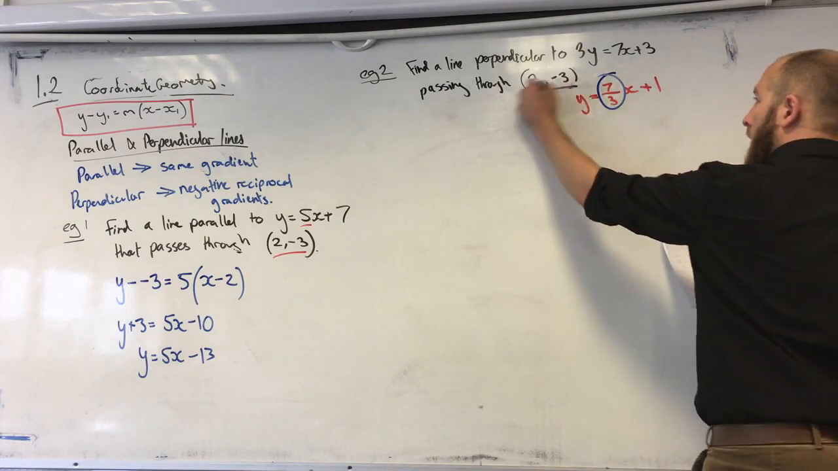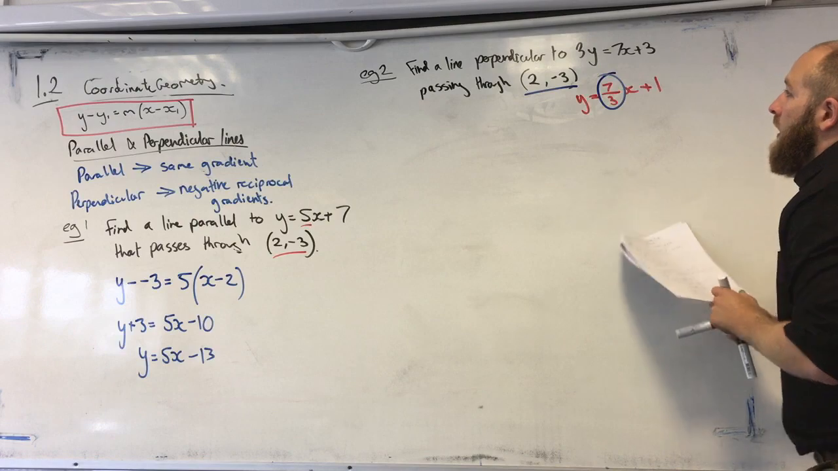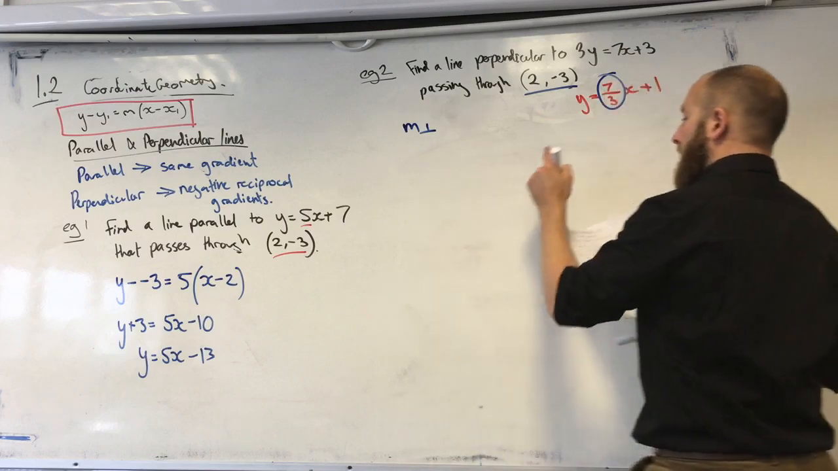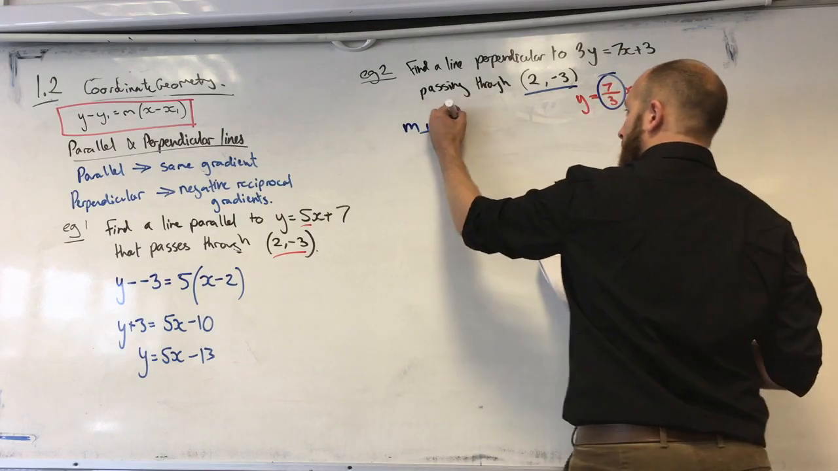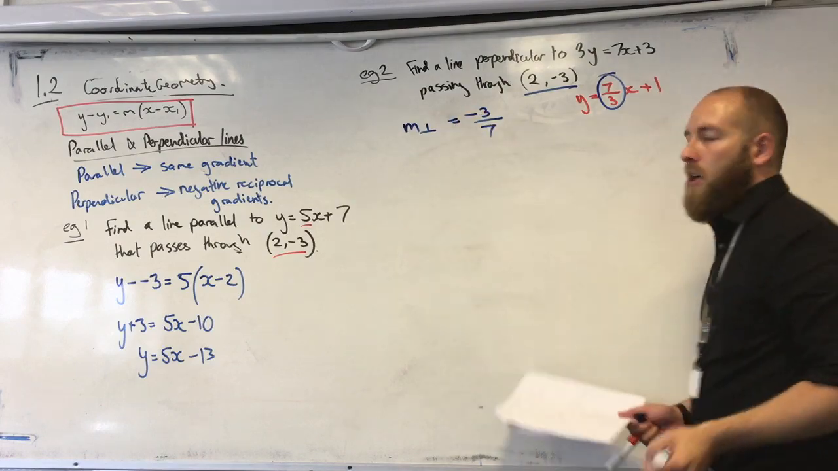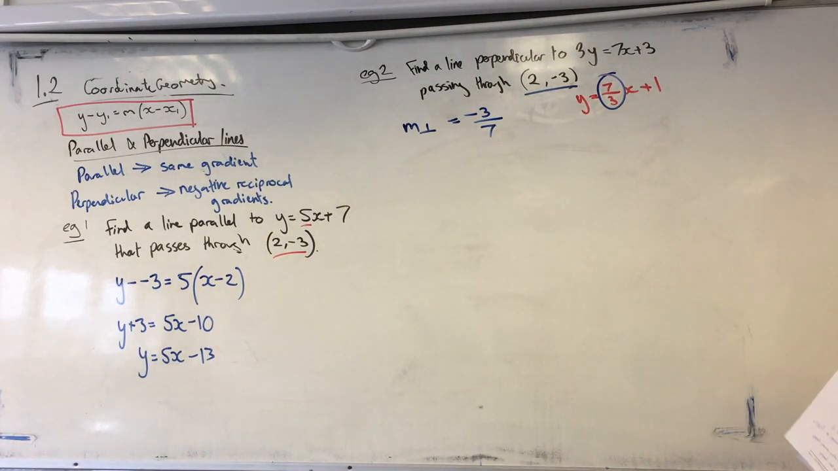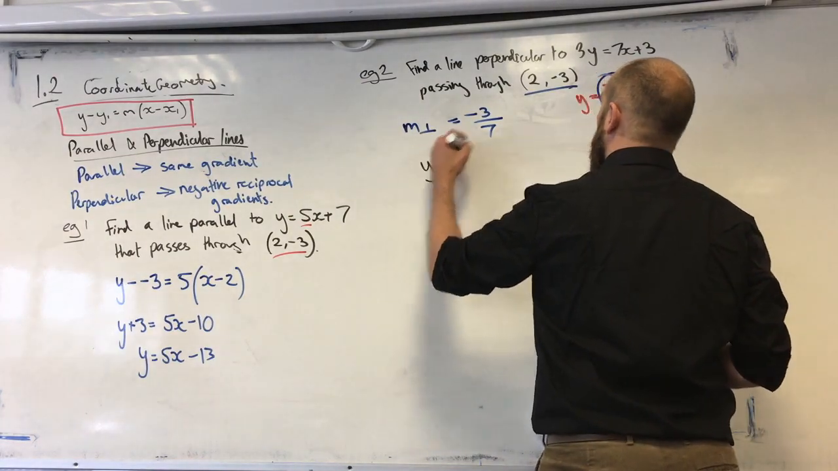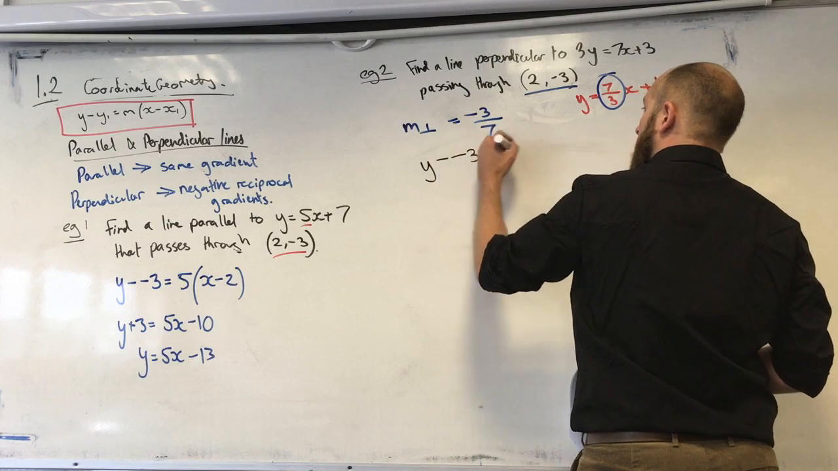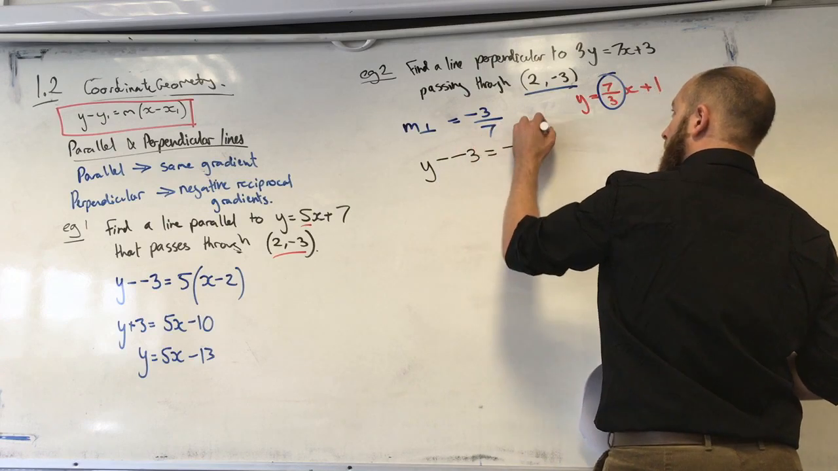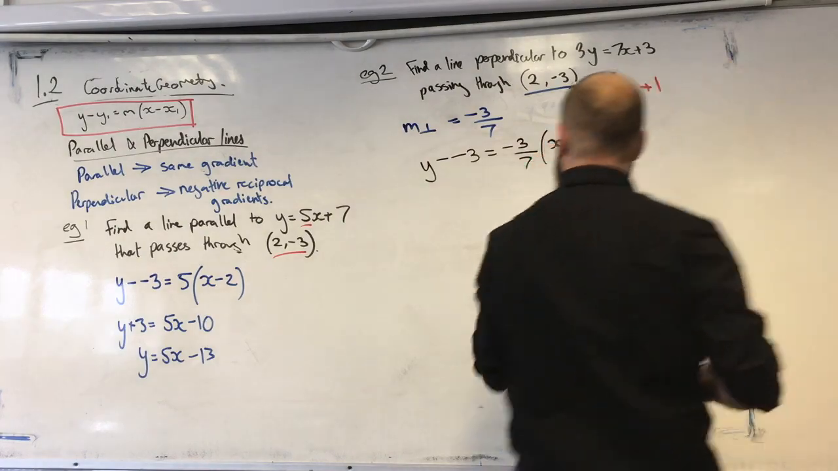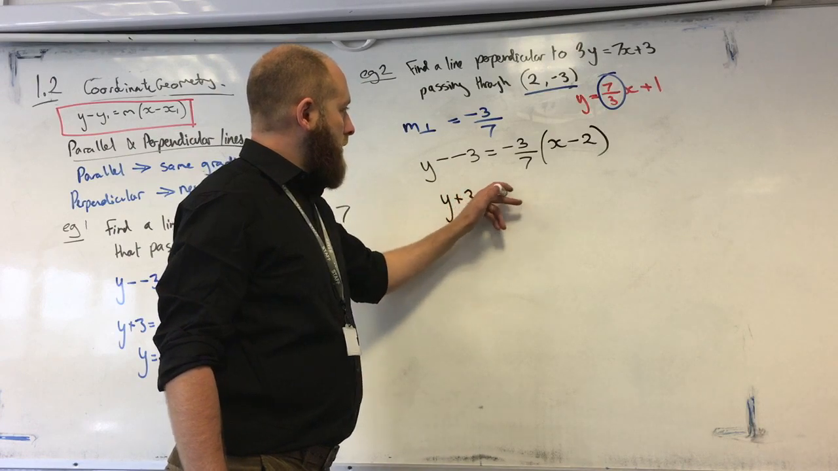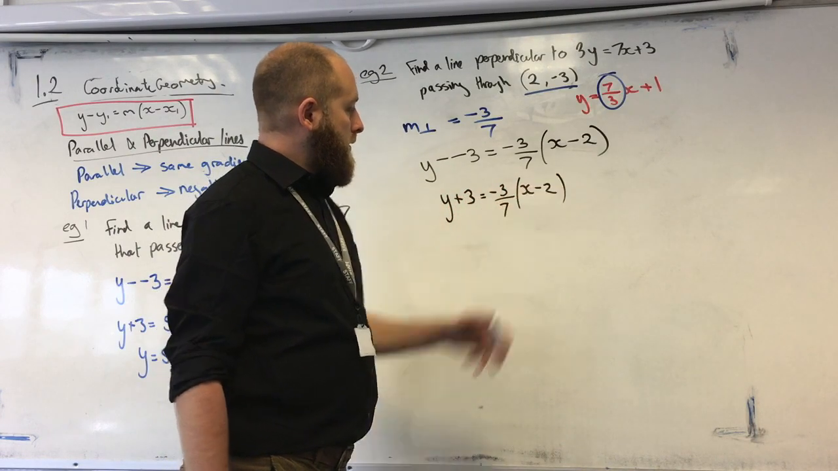Now we've got one gradient and we've got a point, but before we put it into our line, we need to remember the perpendicular gradient is going to be the negative reciprocal of this. So our gradient is going to be minus 3 over 7. Now we've got a gradient and a point, we can just find our line equation. If you want to pause it and give this a go. It's going to be y minus 3 equals the gradient, minus 3 over 7, times x take 2. Minus minus is plus, so y plus 3 equals minus 3 over 7, x take 2.